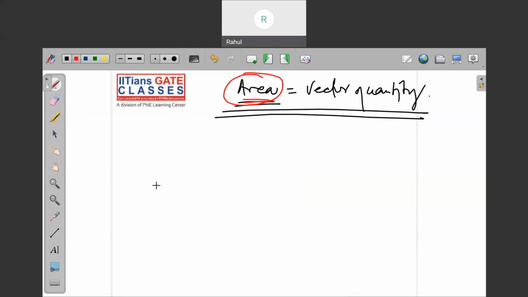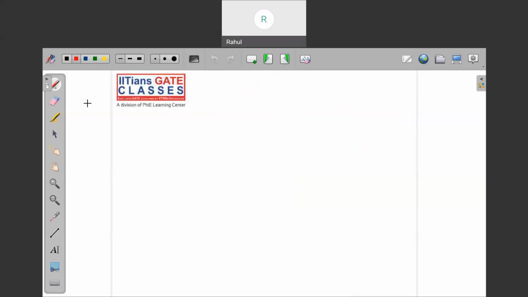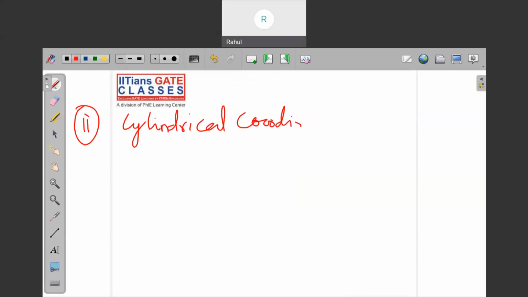Now let's talk about the second kind of coordinate system, that is the cylindrical coordinate system. What is the need of the cylindrical coordinate system? We will find different kinds of structures in real life. Suppose we have a cylinder and we need to analyze it. Any shape which looks like a cylinder, there we can't conveniently use the Cartesian coordinate system. We can use it, but the analysis is going to be very complicated.